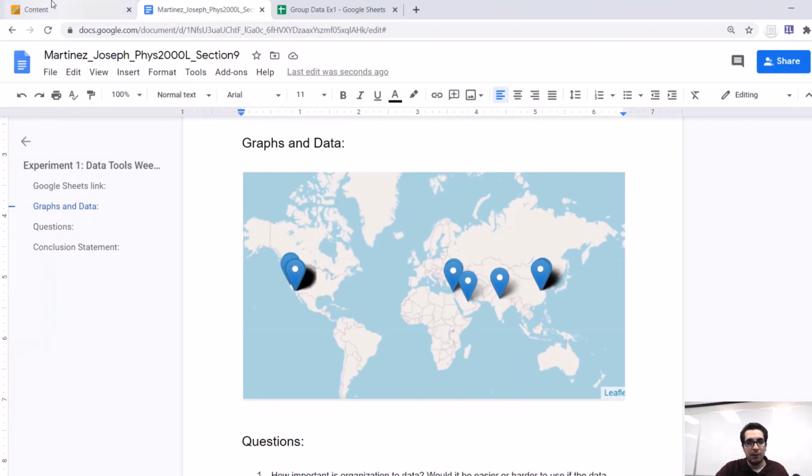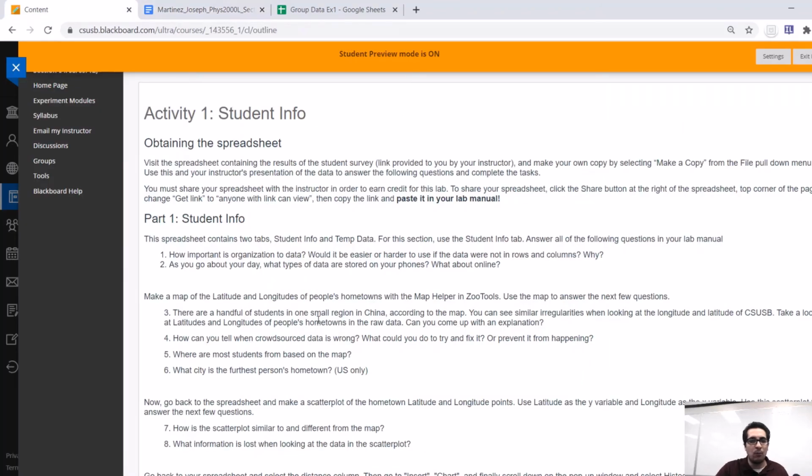Okay, and the next part of the lab, we're going to be thinking about why the data might be not quite so believable. And we're going to make another map.